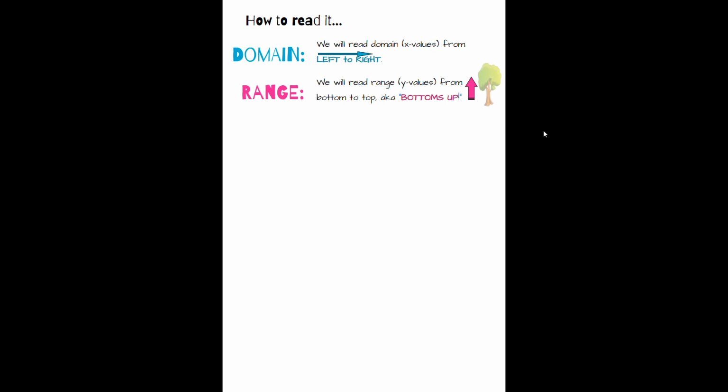All right. Just like I told you, think of a tree. You plant the seed and it grows up. Naturally, we are going to read a book from left to right, and naturally we grow up. Okay. So again, range, because we're going bottom to top, that's your y-axis. Those are your y values. All right. Woohoo! We finally get on to our first example.